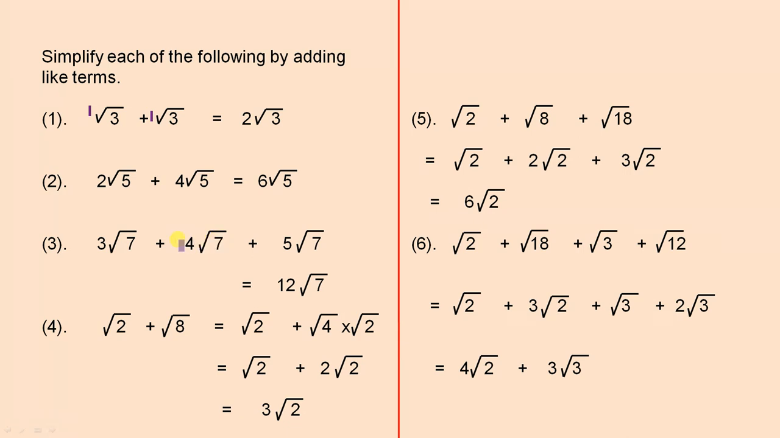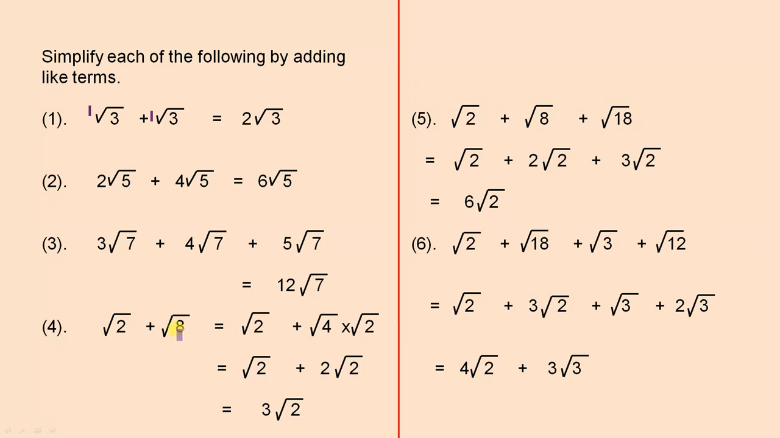Example 3. 3 the square root of 7 plus 4 the square root of 7 plus 5 the square root of 7. We can see that they're like terms. So 3 plus 4 plus 5 gives you 12. So that's 12 the square root of 7.